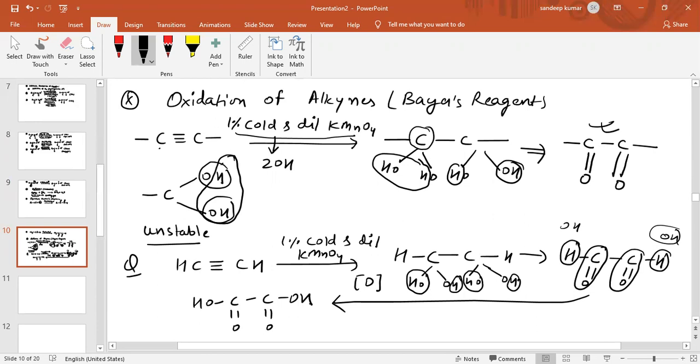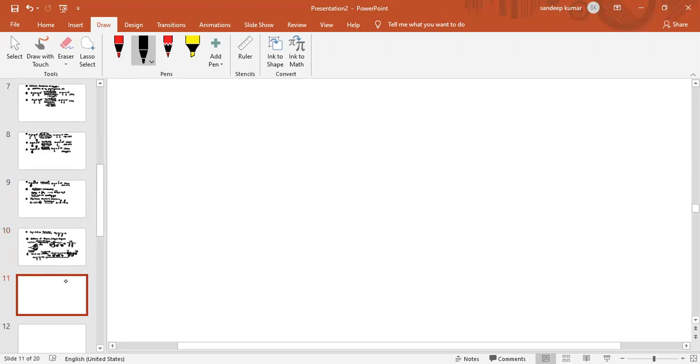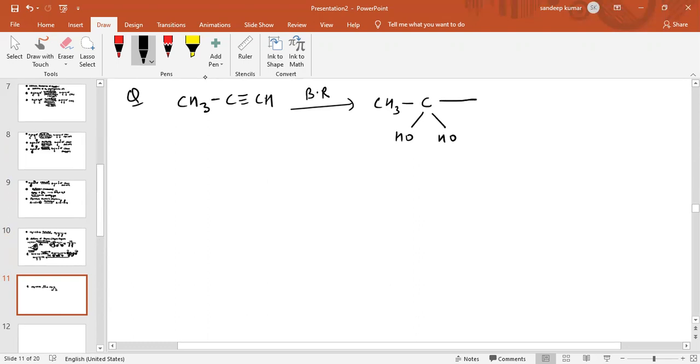Now see the next question based on this. The next question is basically, as you can see, this is CH3, C triple bond CH. In this case, if we add Bayer's reagent, I am directly writing Bayer's reagent. So what happens? 2 OH groups on each carbon atom will be added. This is an OH group and this is also an OH group on this carbon atom. Now there is a carbon-carbon single bond. On this carbon atom also there will be 2 OH groups and 1 hydrogen atom.